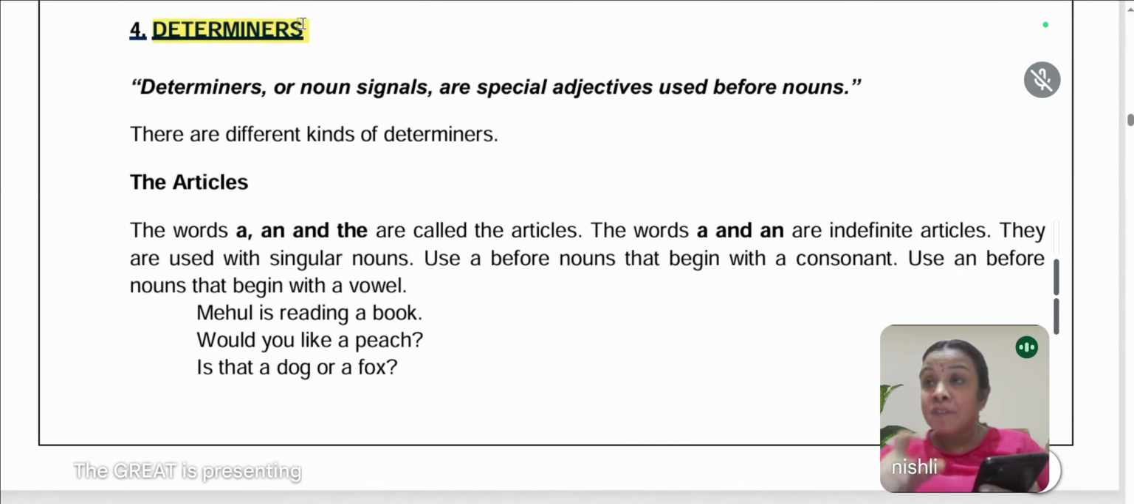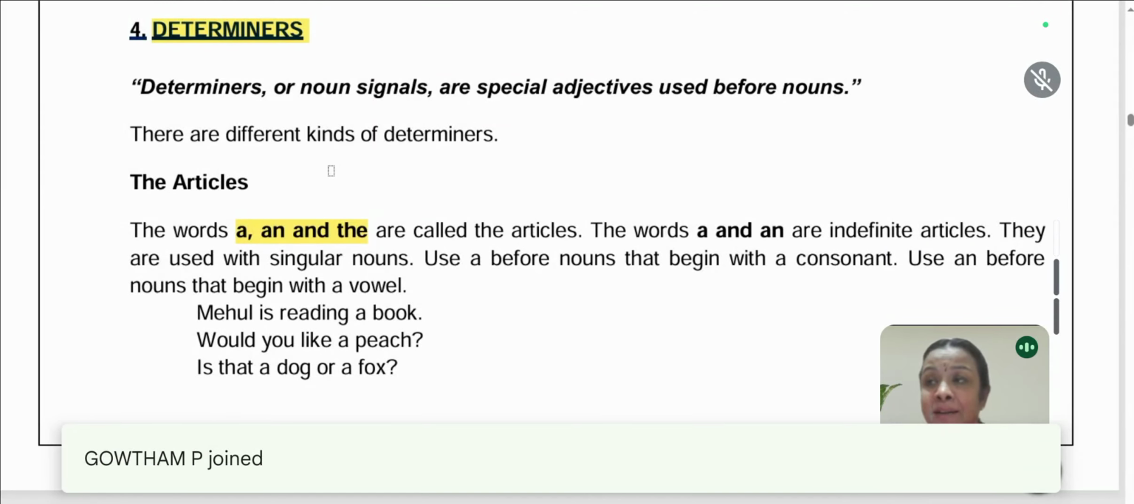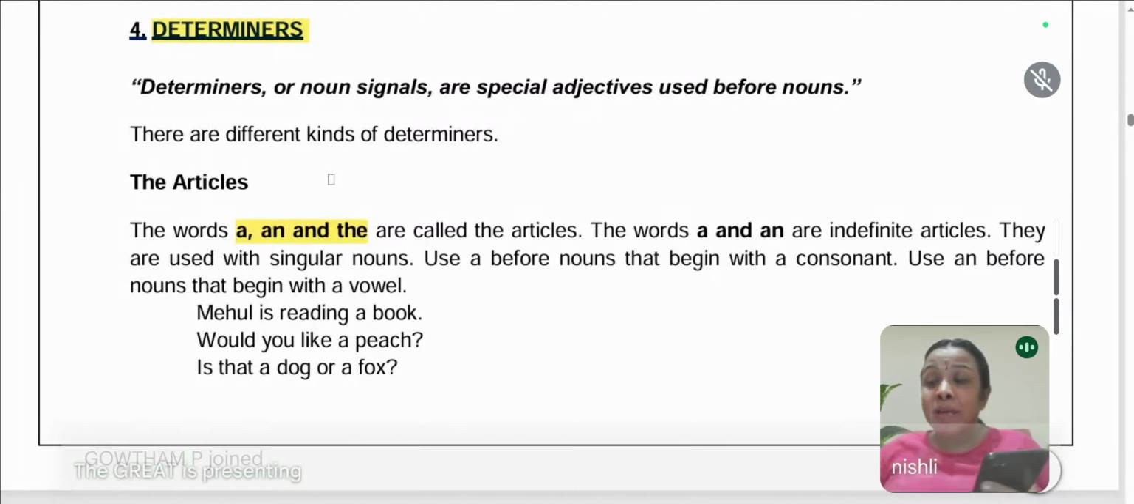Being articles, like when you have to use a, when you have to use an, and when you have to use the. As many of you may know, a is generally used before a consonant sound, other than A, E, I, O, U. You know the vowels are A, E, I, O, U. So whenever you use a vowel, we have to use the word an. It can be an apple, an ice cream.